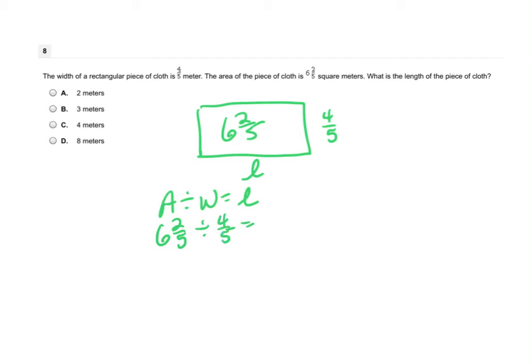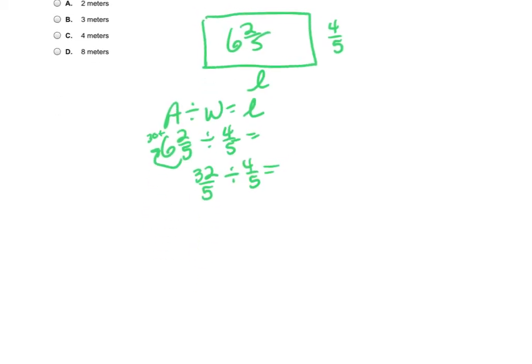I have to change 6 2/5 into an improper fraction. 5 times 6 is 30, plus 2 gives me 32/5, divided by 4/5. Now I'm going to take 32/5 and multiply by the reciprocal, or keep change flip. Now some things can cancel here. So 5 can go into 5 once, and this 5 once. 4 can go into 4 once, and into 32 8 times. Now when I multiply across, I get 8 over 1, or 8, which would be D.